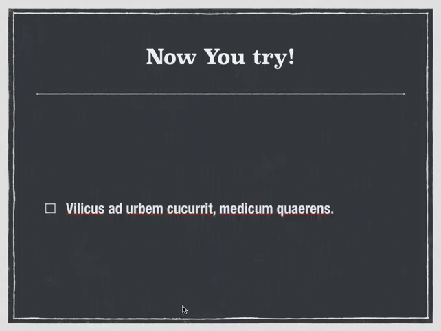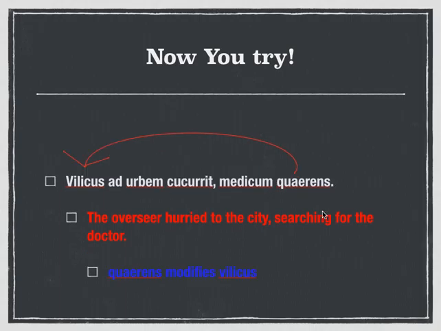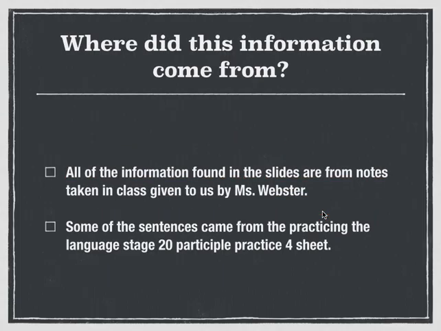All right, one more. I'll give you a second. All right. Vilicus ad urbem cucurrit medicum quaerens. So the overseer hurried to the city searching for the doctor. We see quaerens modifies vilicus. Quaerens is obviously our present active participle. Quaerens modifies vilicus.